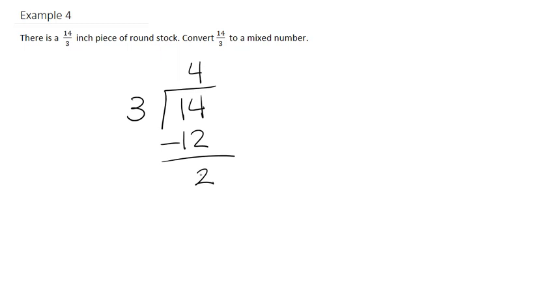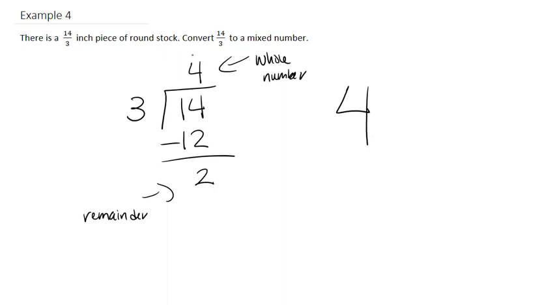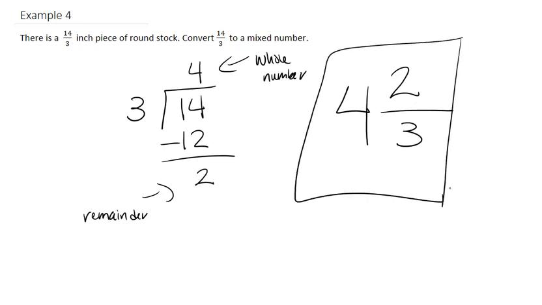This is our new remainder, so our new numerator. This is our whole number, and we're going to keep our same denominator. So our whole number is 4, our same denominator is 3, and our remainder is 2. So this would be our final solution.